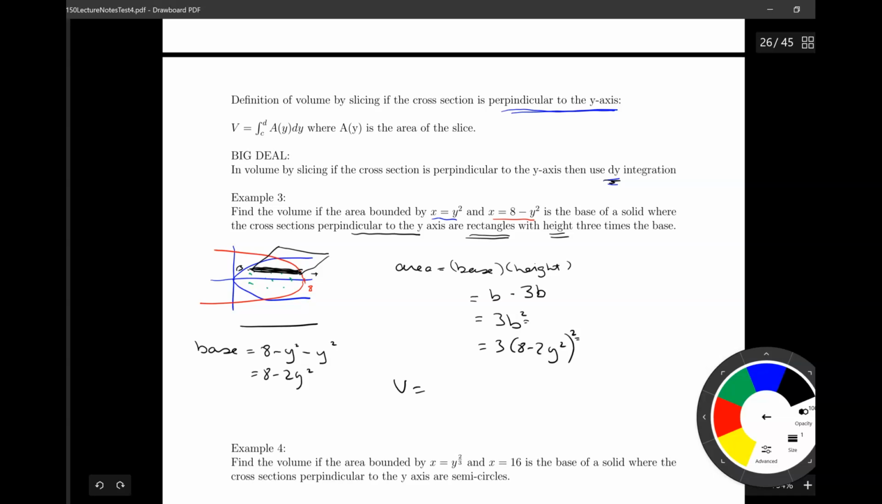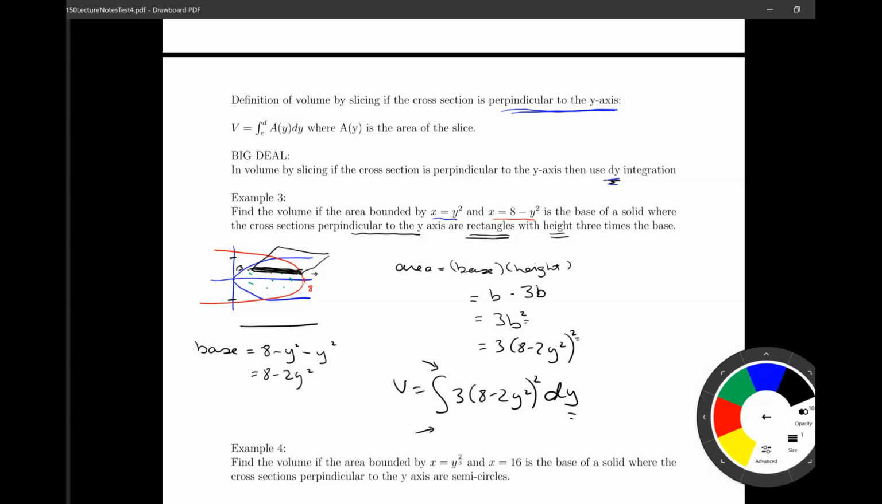All right, so now I'm going to take the volume, and that's going to be the integral of this area. And then I need to decide where I'm going to be making these rectangles from and to. Remember, it has to be on the y-axis, so here to here.